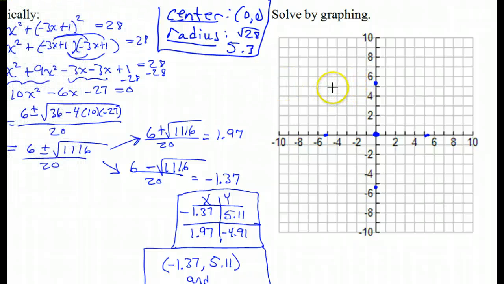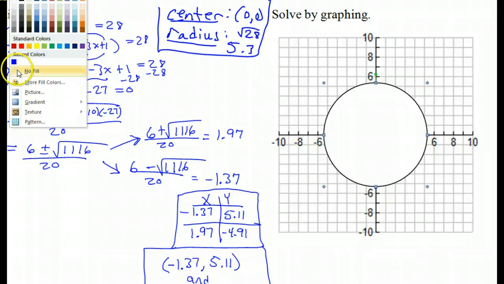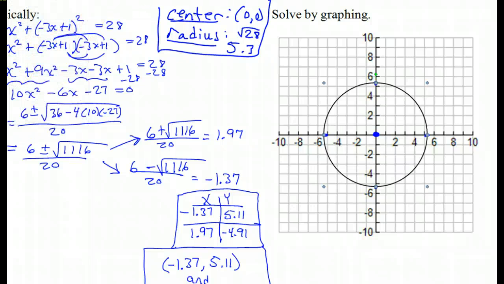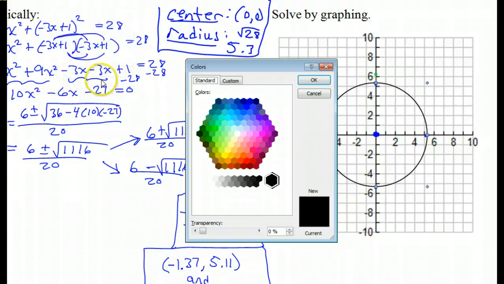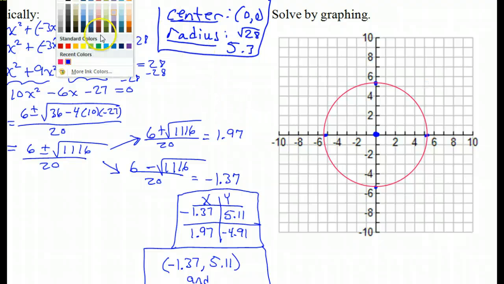I know you wish you had a circle tool like I do. Okay, this is 5, 5. I usually make these pink. Alright, so there is our circle. Now let's graph the line.